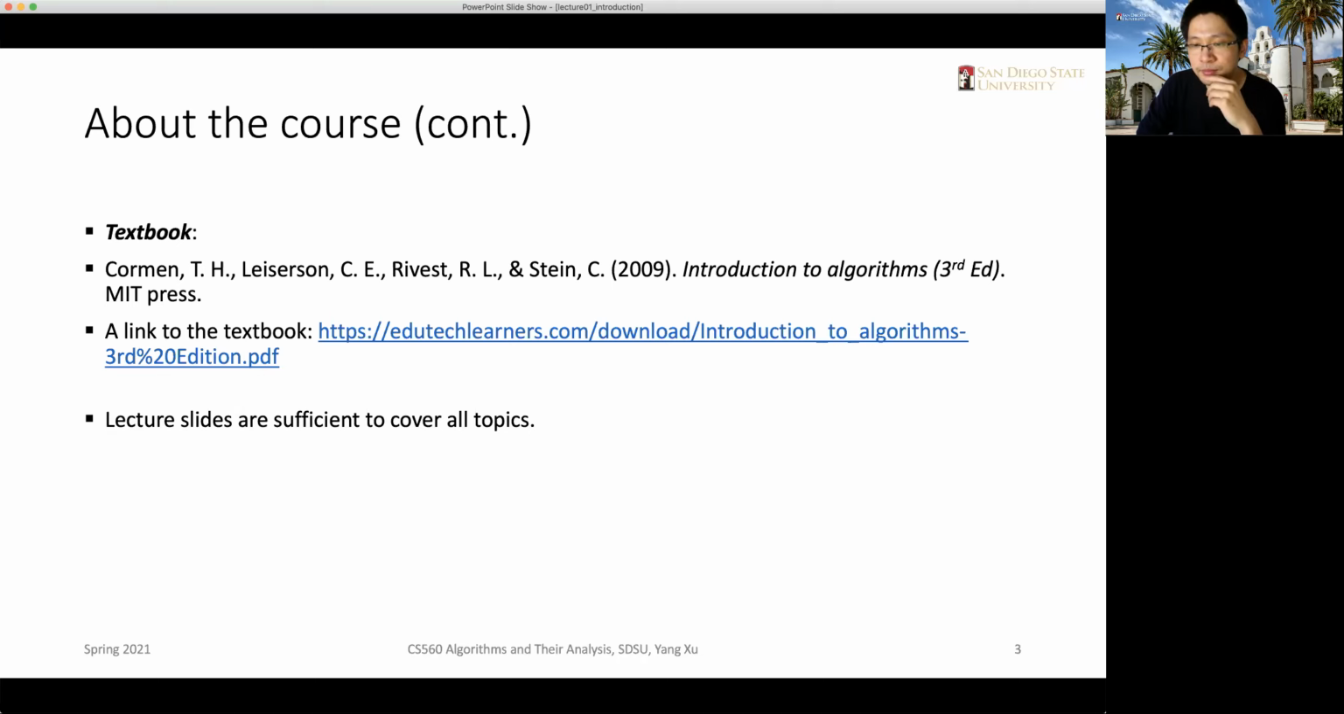Excuse me, Professor, where is that link in Canvas? It's on the syllabus page. If you enter the course page, on the left navigation bar you will see a syllabus, and the textbook link is there. Yeah, I saw it. Thank you.